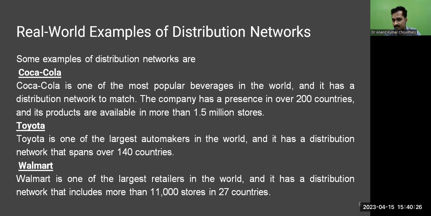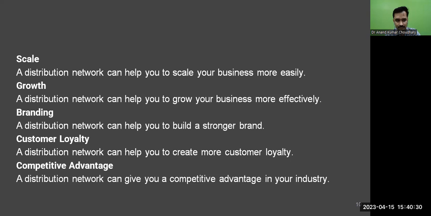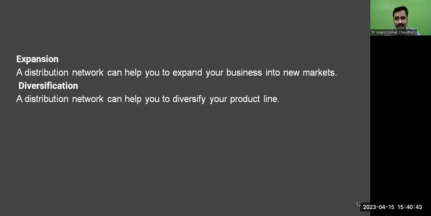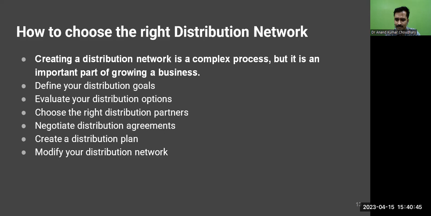Certainly the cost: a distribution network can help you save money on distribution cost. Real world examples of distribution networks, as I have already said, are Coca-Cola, Toyota, Walmart. These companies have their distribution networks and are known for that. Nike, Amazon, Samsung, Apple are there too. So these are the things we have to work on if we are thinking about starting our own business and creating our own distribution network. Creating a distribution network is a complex process. It is not an easy task, so there is something to understand.